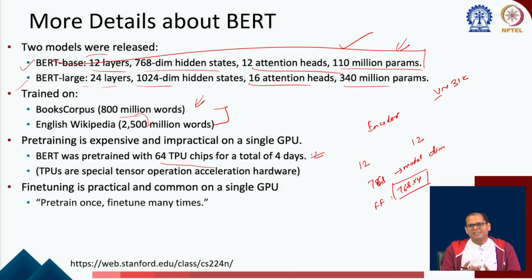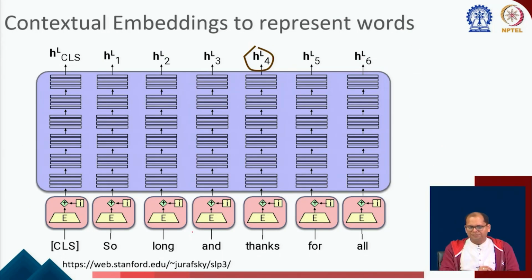But the interesting thing was that, okay, we needed a lot of compute, but you pre-train only once. And then once you pre-train, you have fine-tuned it thousands of times since then. So pre-training is done, you save the weights and checkpoints, and then you start from there and fine-tune for different applications. So this was the model BERT.